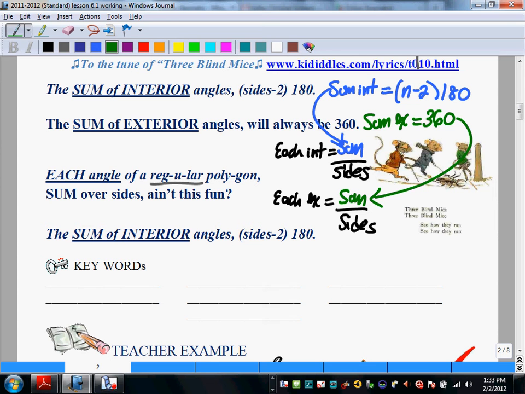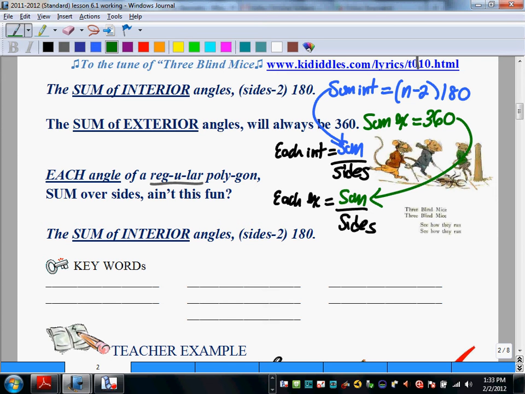The sum of interior angles, size minus 2 times 180. The sum of exterior angles will always be 360. You take a regular polygon, sum over sides, ain't this fun. The sum of interior angles, size minus 2 times 180.